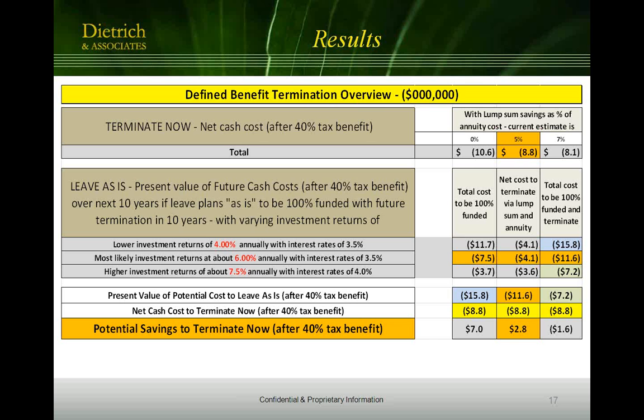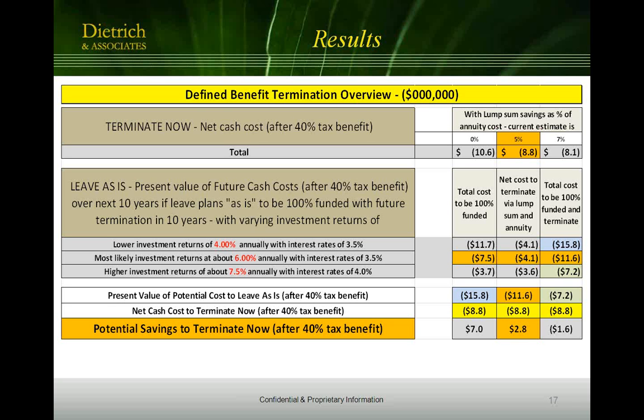Then we wanted to look at the 3 different scenarios and what's the potential cost. Here, we took the present value of those future cash flows and discounted it using the after-tax benefit. Looking at the 3 different scenarios compared to the cost to terminate now, you see the results below. In the worst case scenario, it's going to cost the plan sponsor an additional $7 million in after-tax dollars today to stay in the plan over the next 10 years. On the baseline scenario, it would cost an extra $2.8 million. And in the best case scenario, the plan sponsor would save $1.6 million.